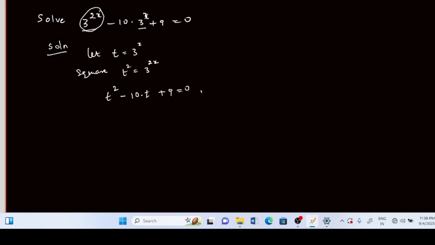So this is nothing but a quadratic equation. So what is the quadratic equation? ax^2 + bx + c = 0. We can solve the problem using the quadratic equation formula or any other method. So here what we do, this one is the product term. If we multiply, we must get 9, and if we add the two numbers, we must get minus 10.